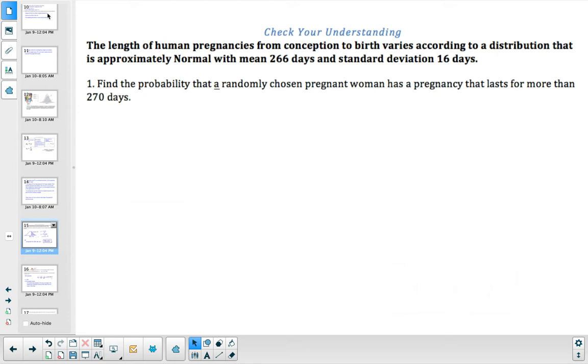So you want to think about your observation. Is it just a value? Is it an X bar? Is it a p hat? And notice how it says find the probability that a randomly chosen woman. So you're just choosing one woman from the population. It's not like you're taking a sample and seeing a sample mean. So this isn't an X bar.